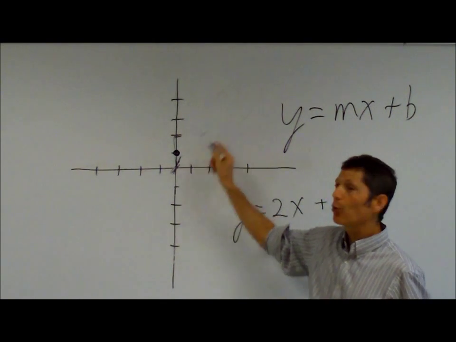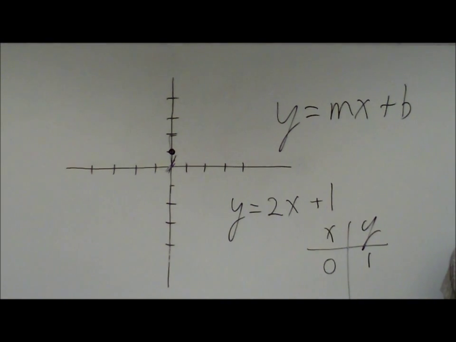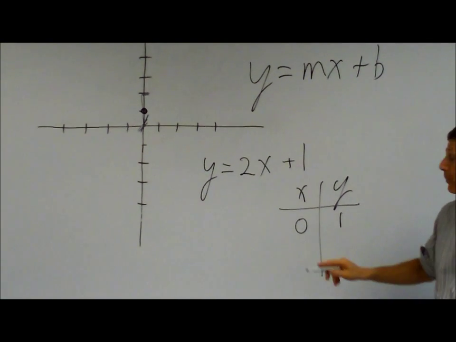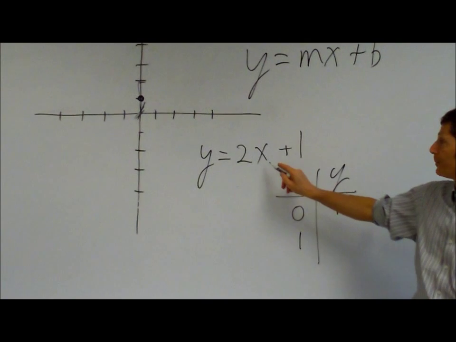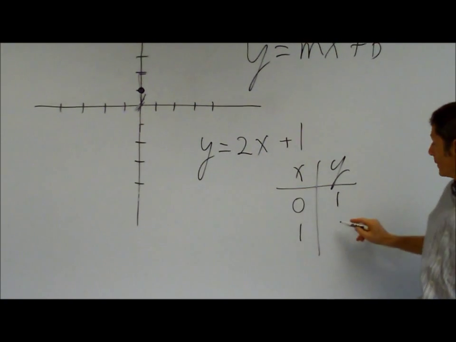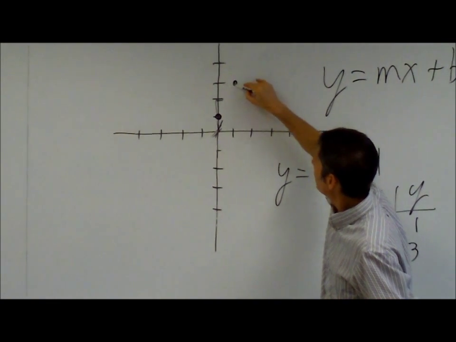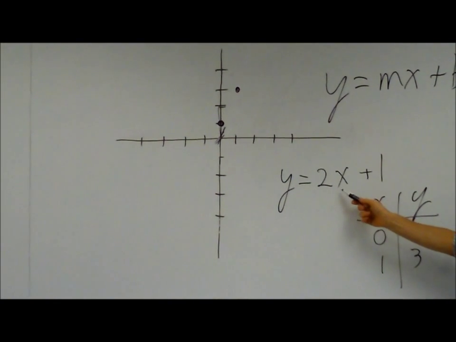Already, I can see that I'm crossing the y-axis at 1. In other words, when I fill in a 0 for x, I get 1. Let's just pick one more point. Let's put in a 1 for x. And I get 2 times 1 is 2, plus 1 is 3. (1, 3). So again, I can see that my slope is 2.